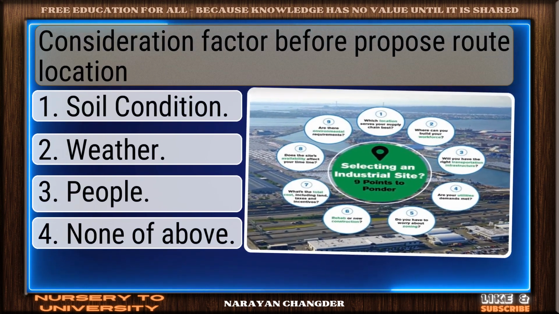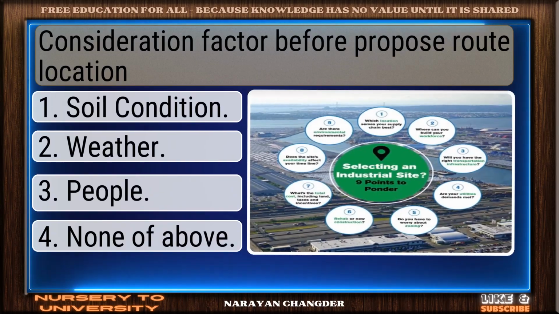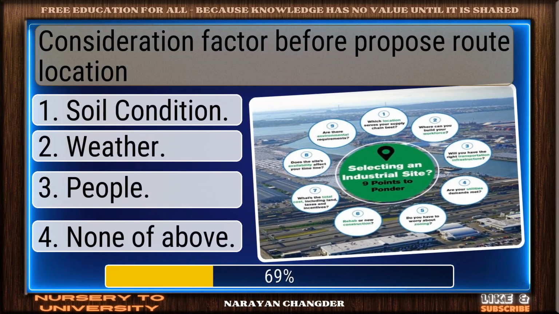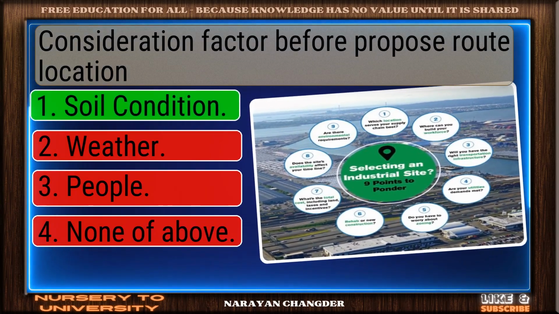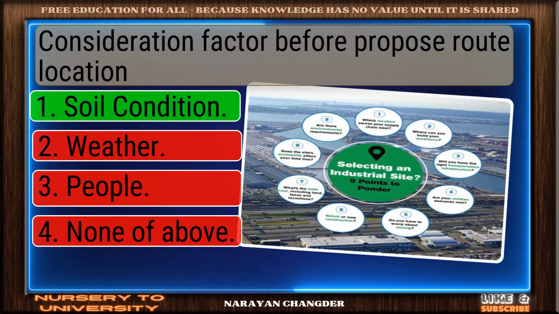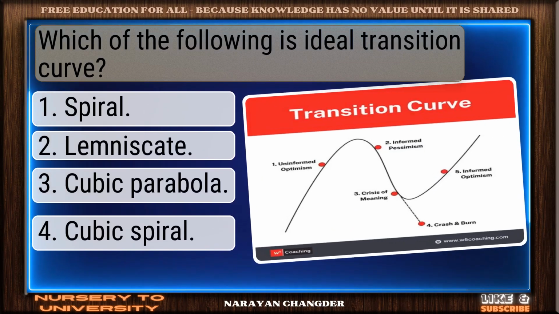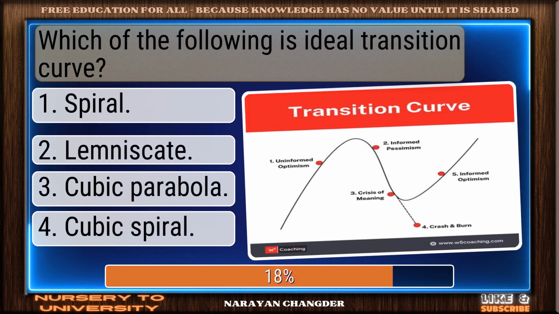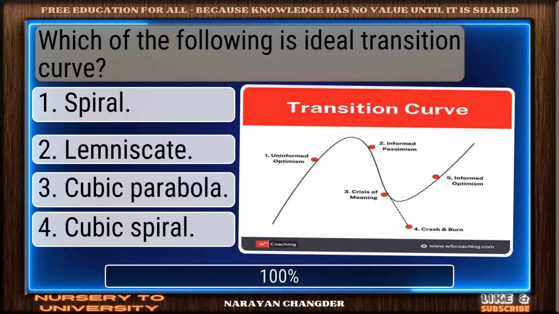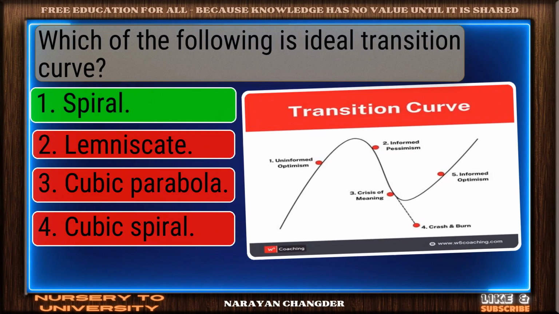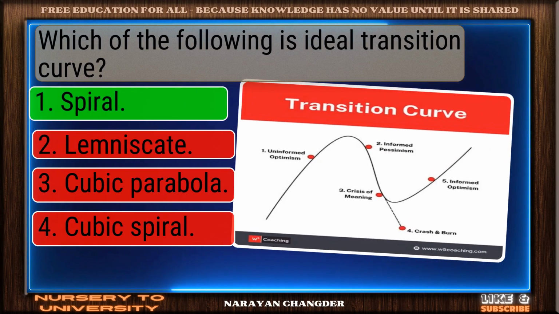Consideration factor before proposed route location. You chose soil condition, and it is correct. Which of the following is ideal transition curve? Nicely done. Spiral is a solid answer.